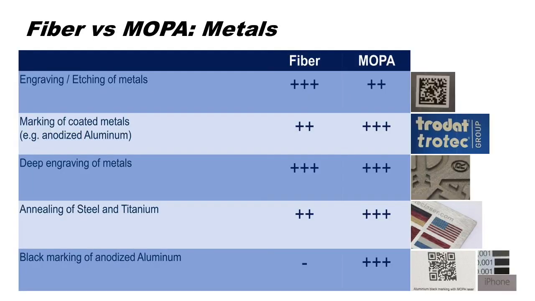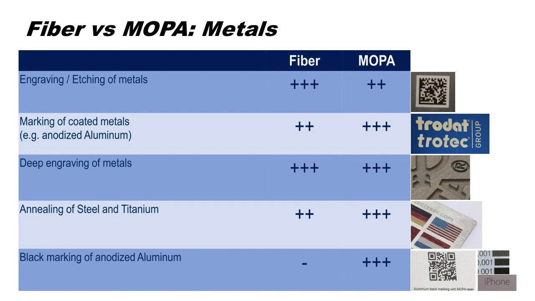Here is the difference between a standard fiber laser and a MOPA laser, which are really the only two types of systems that we offer. When engraving onto certain metals, the fiber laser is actually superior to the MOPA laser. It has more power and gives you a slight advantage. When marking on coated metals, such as anodized aluminum, the MOPA laser gives additional capabilities, such as the ability to mark dark onto that anodization, where a standard fiber laser cannot do this. Deep engraving of materials is pretty equal between a standard fiber laser and a MOPA fiber laser.